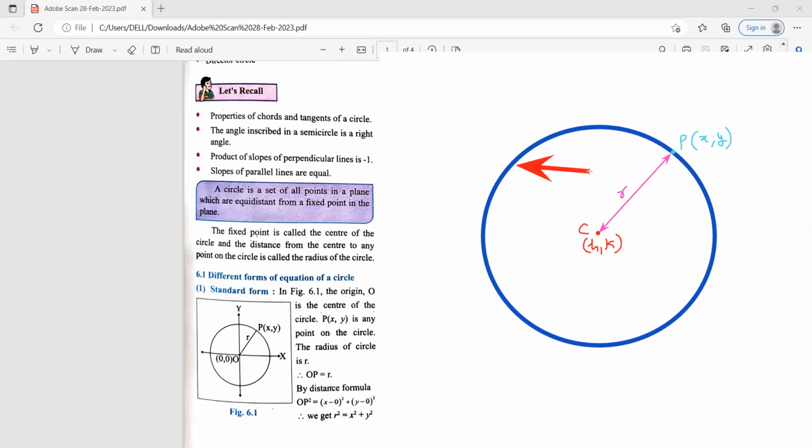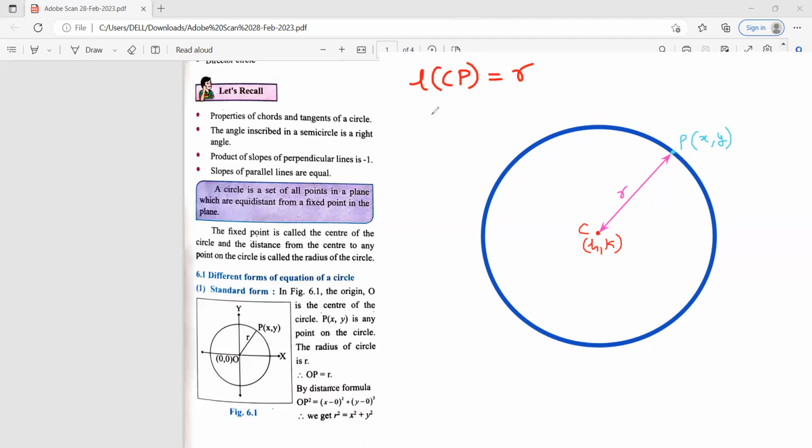But point P will keep changing. And since P is changing, remember that coordinates of point P will keep changing. That is why we call it x comma y. The distance CP is also constant because that is the radius. That will always remain the same. So now I write length CP is equal to R.